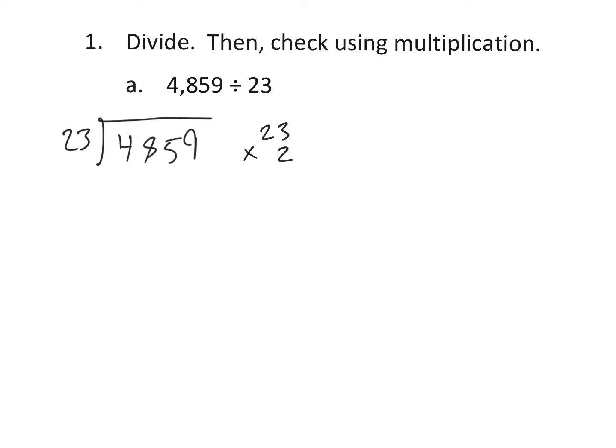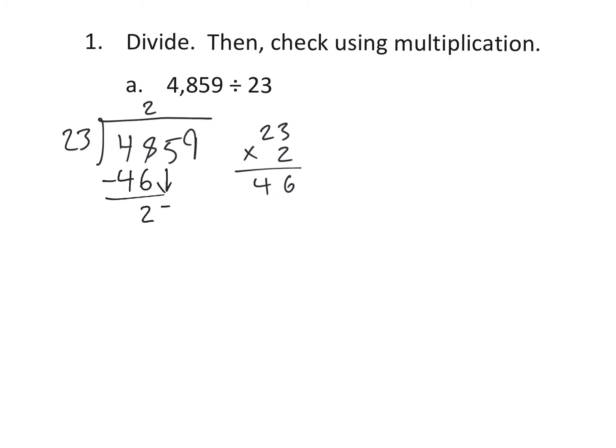23 times 2 is my guess. 3 times 2 is 6, 2 times 2 is 4. That gave me 46. And 46 is less than 48, so I know that it will fit. So the 2 is going to go not over the 4, but because of 48, it's going to go right there. And then the 46 is going to go right here. So I'm going to have 48 minus 46. It's going to be a 2.